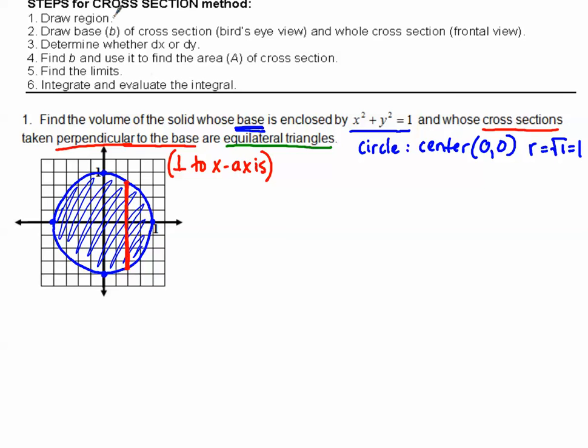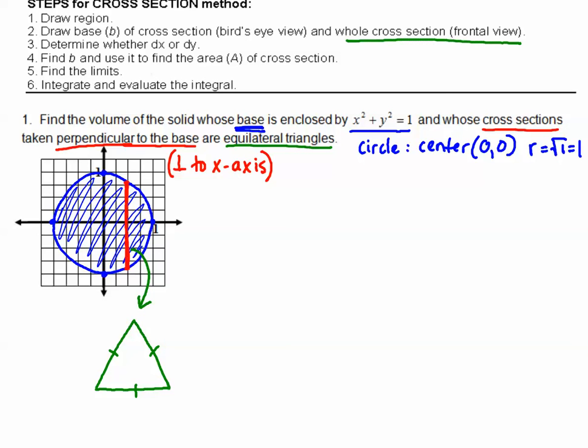I've drawn the region. I draw the cross section, the bird's eye view, and then I draw the entire cross section, the frontal view. So imagine I've sliced this from a bird's eye view, and then I've peeled out the slice, and here's what the slice looks like. An equilateral triangle. Remember what equilateral means. All three sides are congruent.